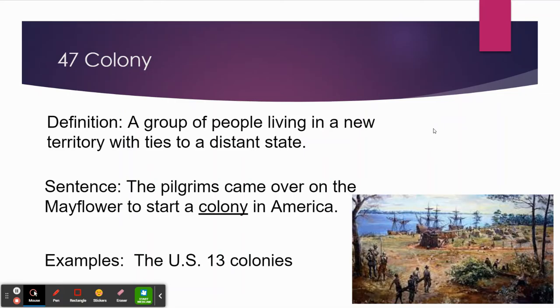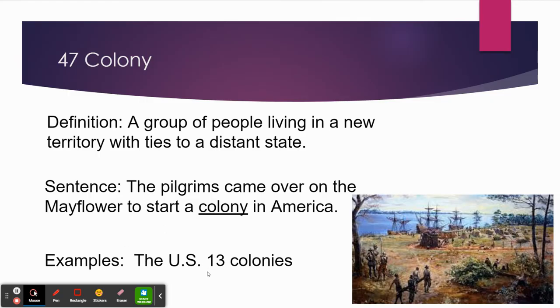Next word, colony. Definition: a group of people living in a new territory with ties to a different state. So there are no colonies now in America anymore because they're now states. But when the British people came to America, they were still Britons, but they came to America, so they made some colonies here. My sentence: the Pilgrims came over on the Mayflower to start a colony in America. Colony just means that they came to America, but they still belonged to Britain.